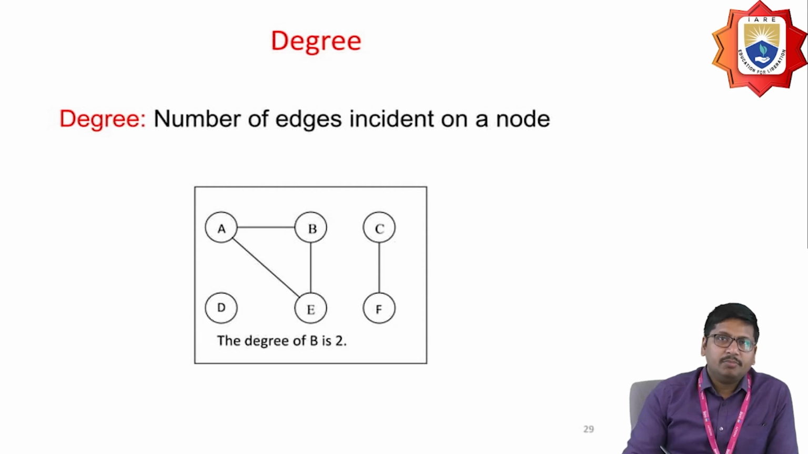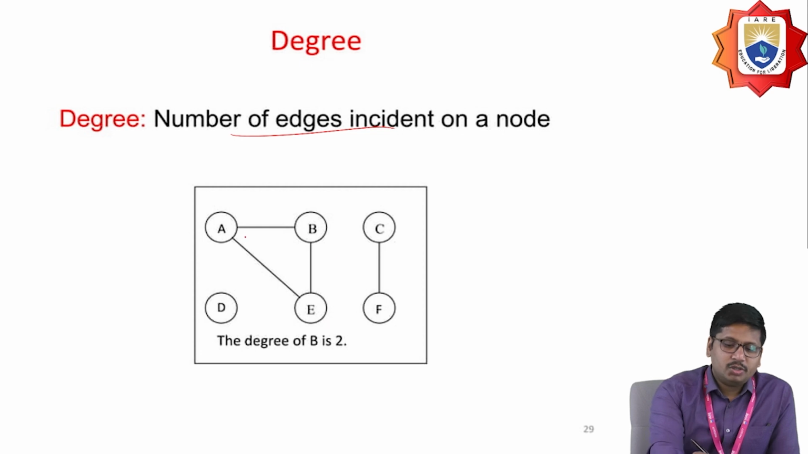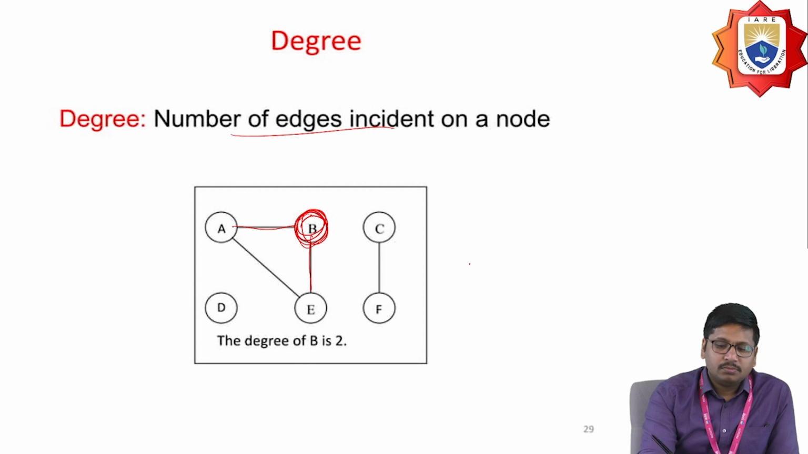So degree is nothing but the number of edges that are incident on the node. Then I can say that should be the degree here. So what is the degree of B here? There are two edges that are incident, so the degree is 2. And then what should be the degree of C? The number of edges that are connected to C is 1. So the degree of C is 1, and F is also 1.